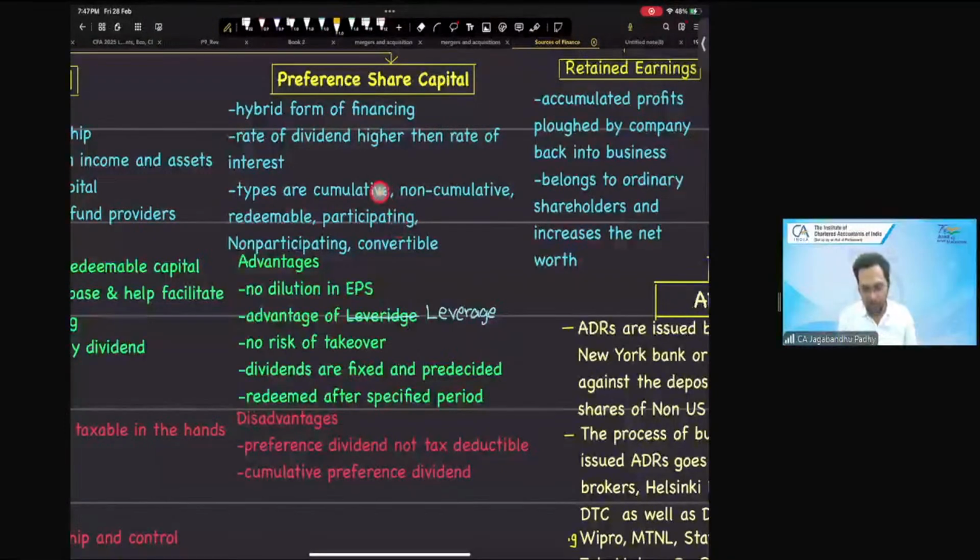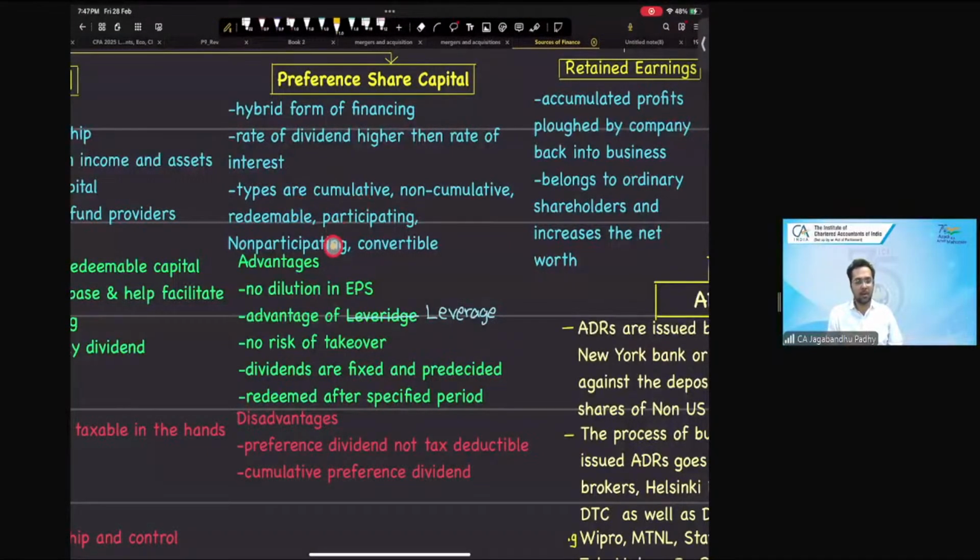Now, we are aware of what a cumulative preference share and a non-cumulative preference share are, right? Cumulative is basically where your preference dividend will keep on accumulating over a period of years. Whereas in case of non-cumulative, there is no such accumulation happening. Then we have redeemable, which will be redeemed after a period of time.